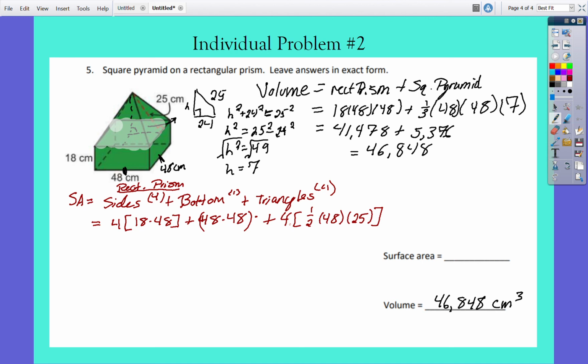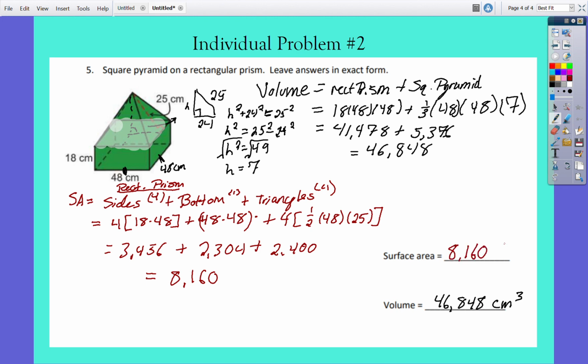Now I can start working through all of these. I'm going to take the 4 times 18 times 48, and I get 3,456. 48 by 48 would be 2,304. And then the 4 triangles, adding all of those together, would be 2,400. Now all I have to do is add all of these together, and I get 8,160. All right, and that right there is our surface area.